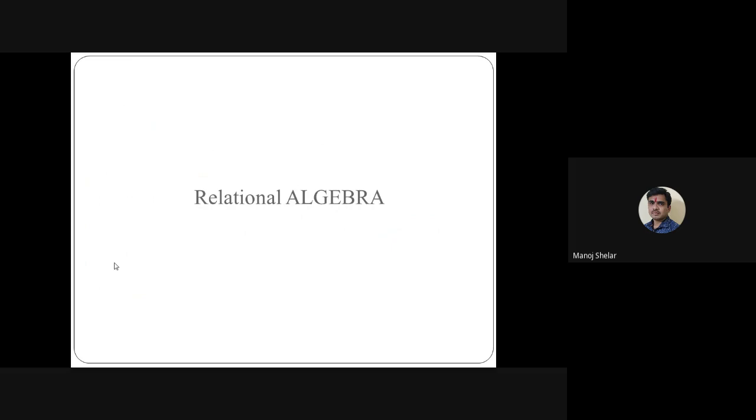This point is important because in every GATE exam, a question is given on relational algebra. So here we cover some points of relational algebra. This point is not in our syllabus, but relational algebra is a very easy topic, and there is a 1 to 2 mark question in every GATE paper.